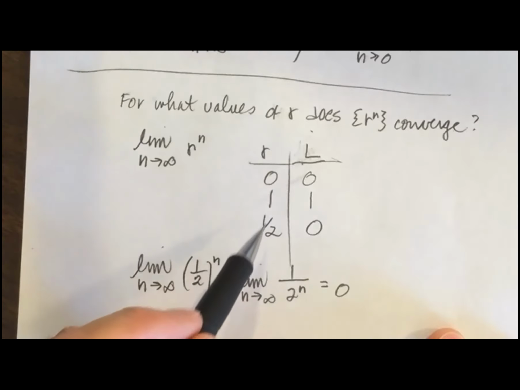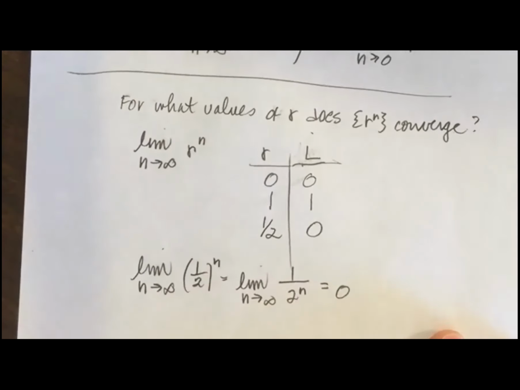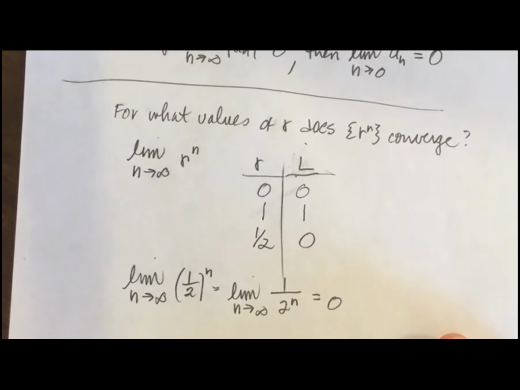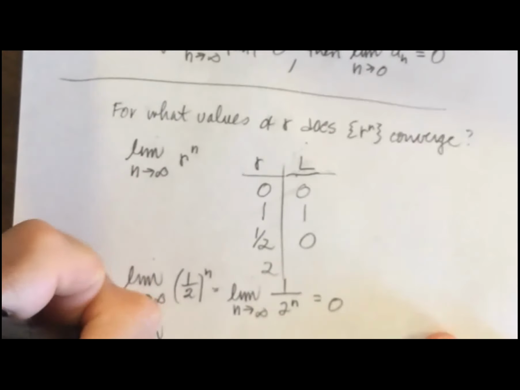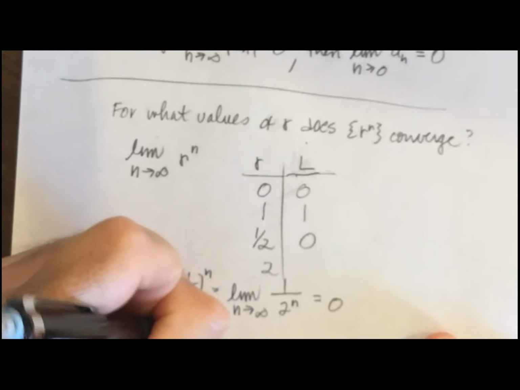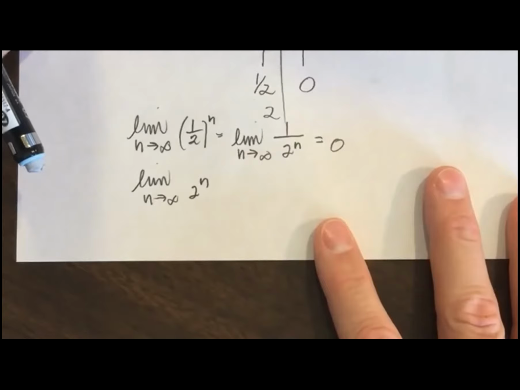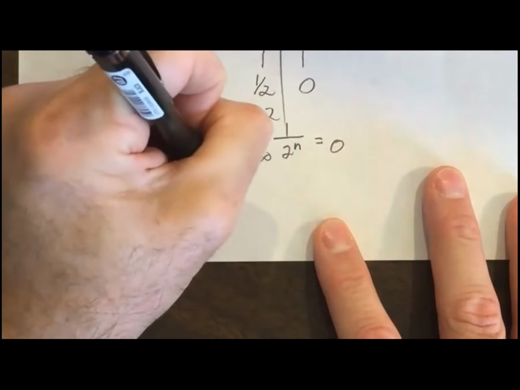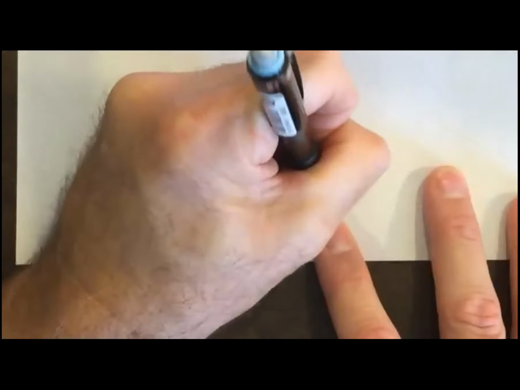So we found 3 values of r for which it converges. Do you know any values of r that it probably diverges? Try 2. So that would be the limit as n goes to infinity of 2 to the n. Well, what's 2 to the n doing? Bigger, bigger, bigger. 2, 4, 8, 16, 32. Sounds to me like it goes to infinity, and we would say it diverges. So 2 doesn't work.